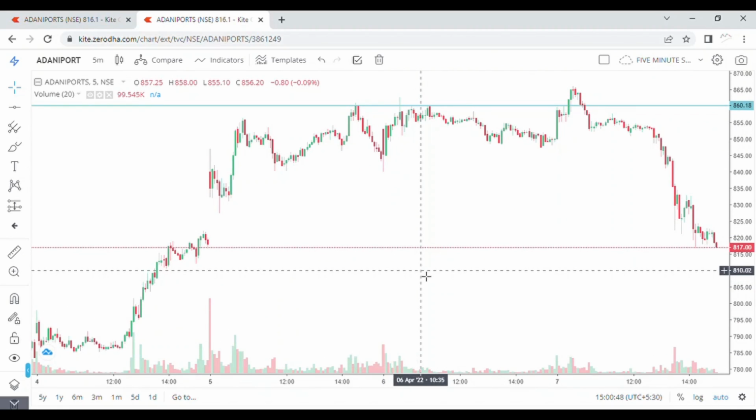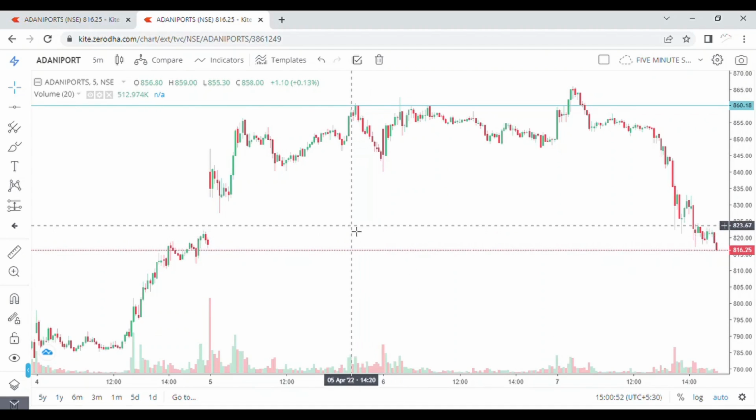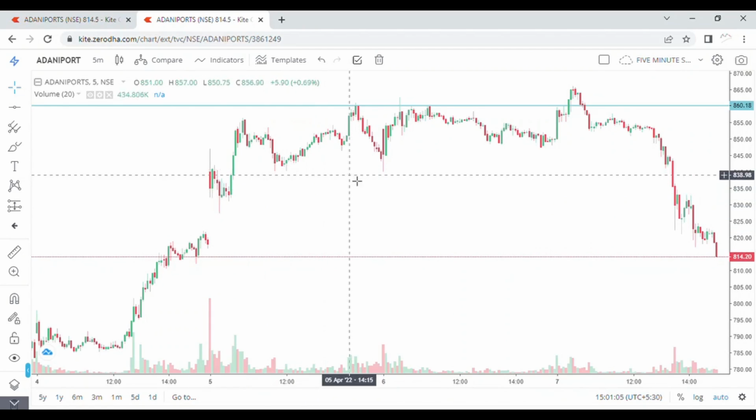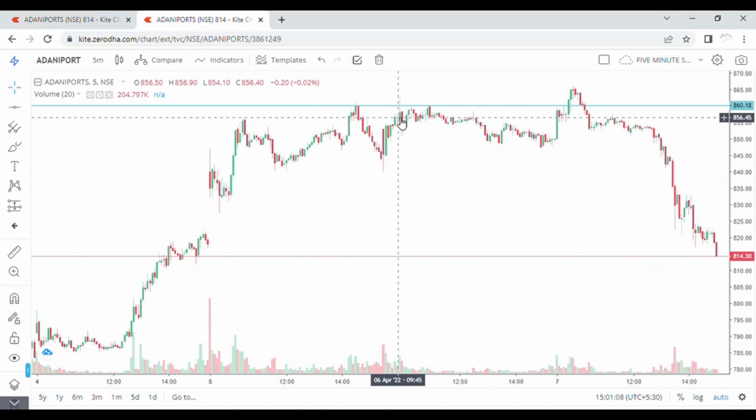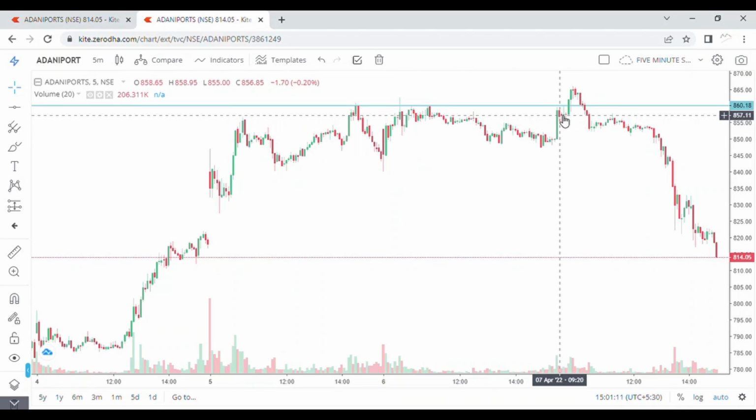But here my setup came, so I have to take the trade because it is my habit not to miss any opportunity, whether it gives you profit or loss. On the basis of that I took the trade once this particular high, 860, was broken. It was tested and rejected one time.